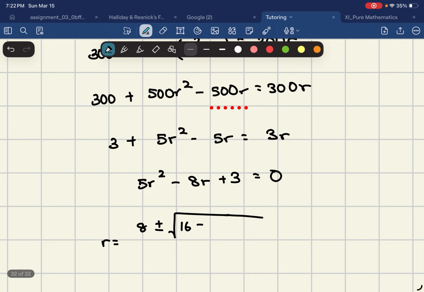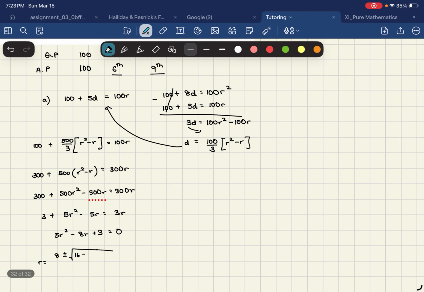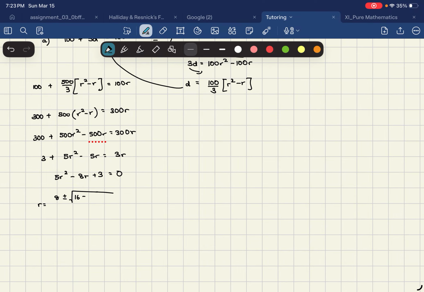So it looks like we made a mistake. So let me just check where we made a mistake. Multiply by 3, equal to 300r divided by 3. So 5r squared minus 8r plus 3 is 0.